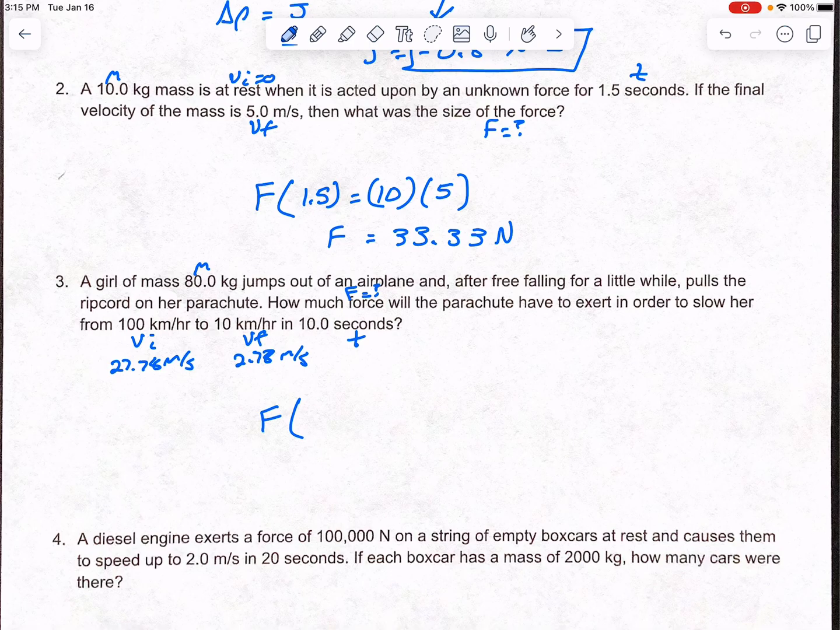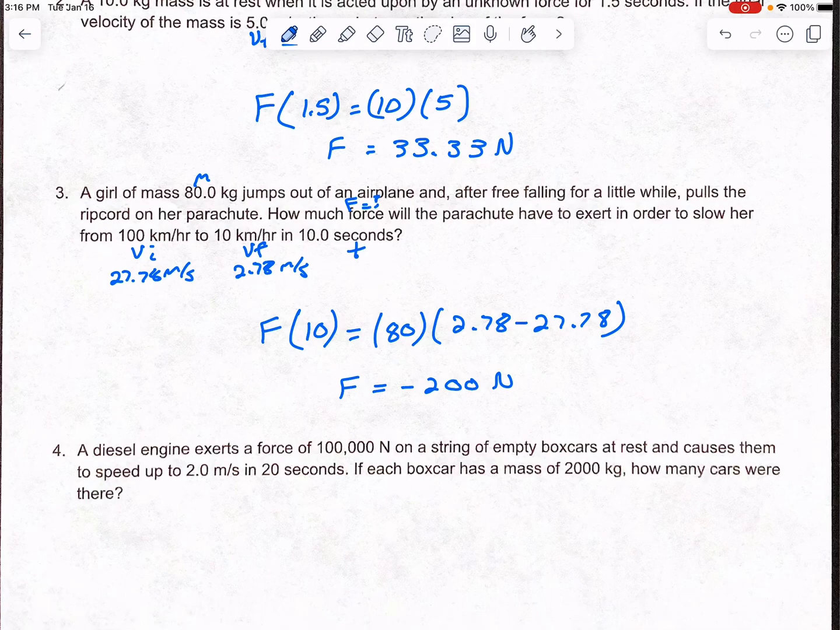Time, which would be 10, equals mass, which is 80, times VF minus VI, so 2.78 minus 27.78. Now solve for F, divide both sides by 10, and you should get a force of -200 newtons. And there's your answer for that one.